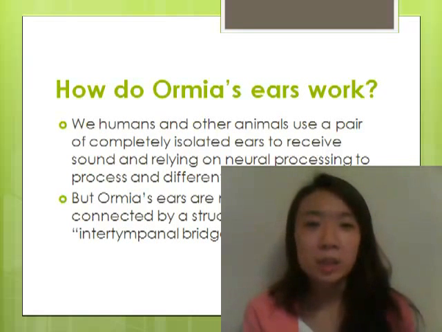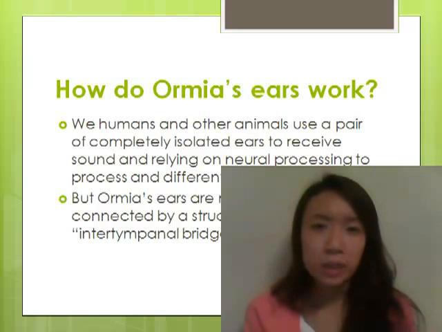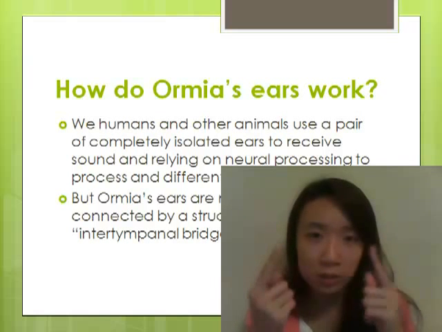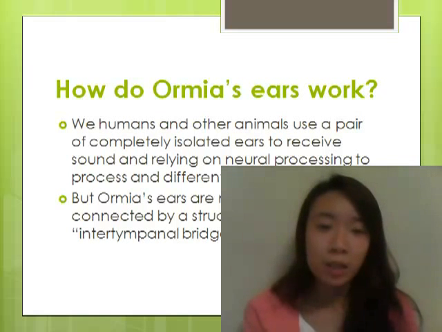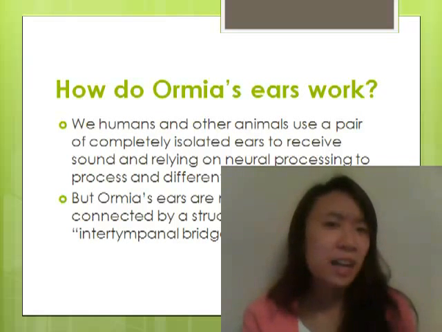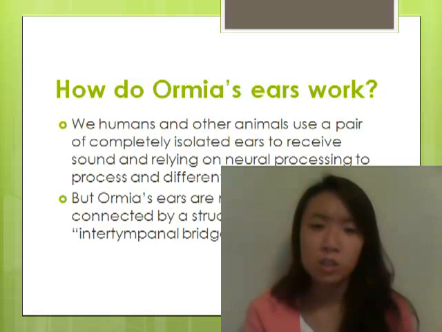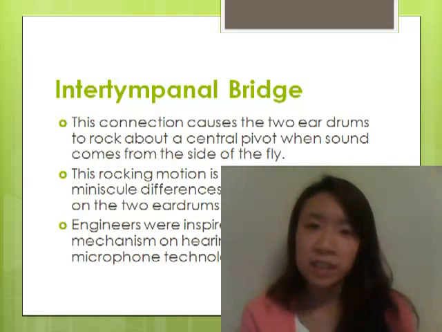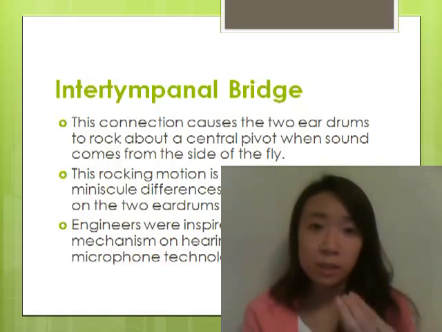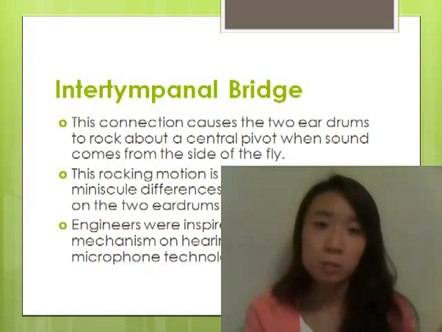So how do Ormia's ears work? Well, we all know that we humans and other animals have 2 completely isolated ears to receive sounds, and we send the sounds to our neural system to process the signal, differentiate the sound sources and localize the sound. But Ormia's ears are different. They are actually mechanically connected by a structure called the intertympanal bridge. This bridge connects both of the eardrums and causes the 2 eardrums to rock about a central pivot when sound comes from the side of the fly.